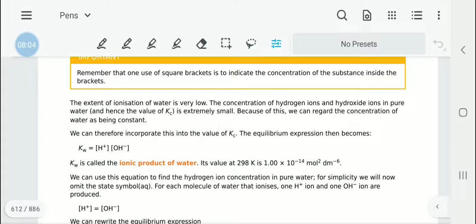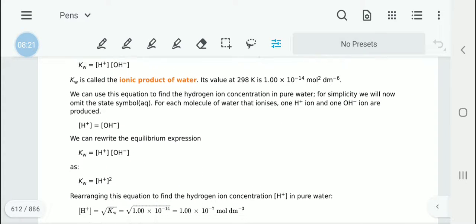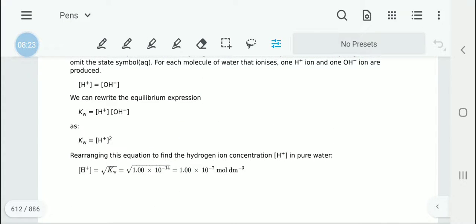Kw is the ionic product of water. Put a dash and write its value at 298 Kelvin. It is 1 into 10 to the power minus 14 mole squared cubic decimeter to the power minus 6, because it is two concentrations being multiplied together. Using this, we can find the concentration of H plus ions in pure water. Because the H plus ion concentration is equal to the OH minus ion concentration, there is this.